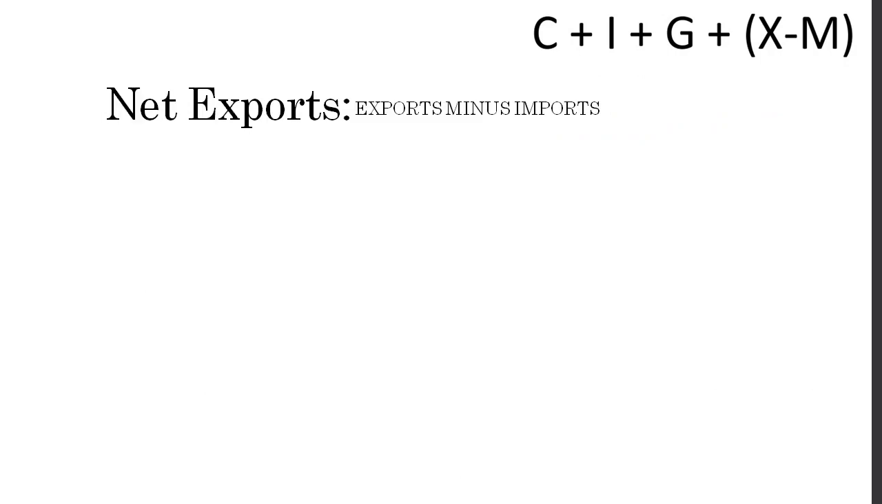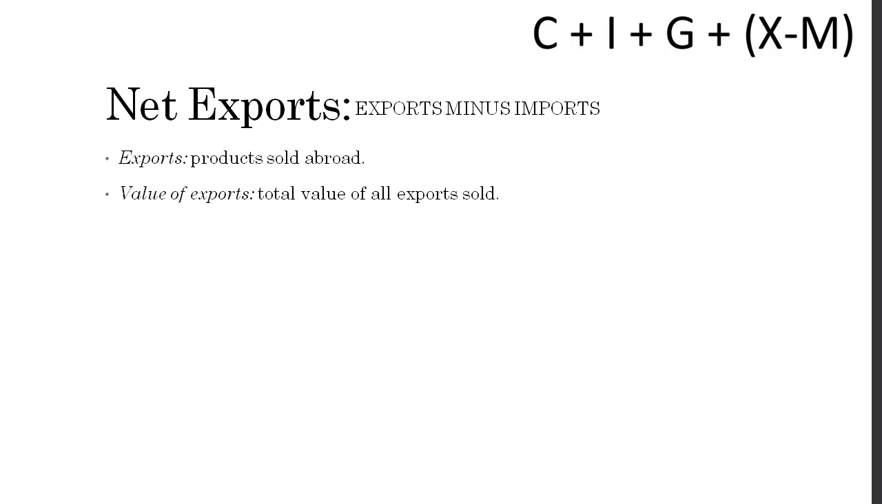Now we're going to look at the last component of aggregate demand, net exports. Like I said before, this is simply the value of exports in an economy minus the value of imports in an economy. However, we need to look at some key definitions before we look at net exports as a whole. Exports. These are products sold abroad. The value of exports is the total value of all exports sold. Imports.